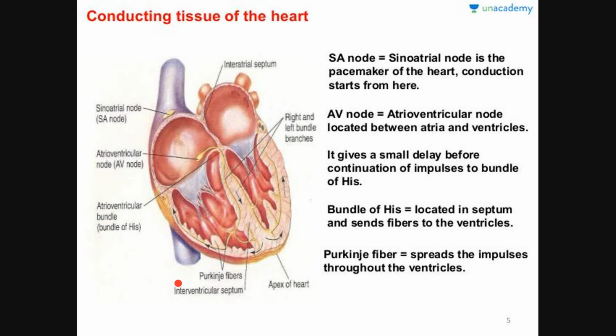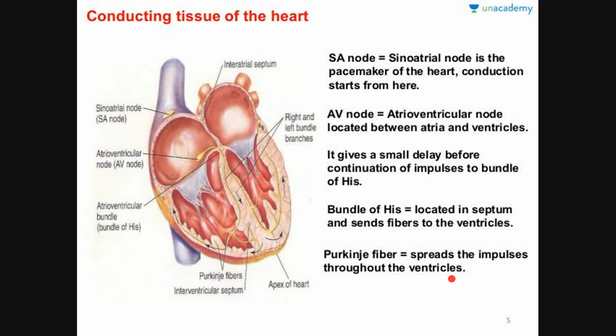So here you can see sinoatrial node is the pacemaker of heart and conduction starts from here. AV node is the atrioventricular node. It is located between the atria and ventricles. Now bundle of His is there, which is located in the septum, and Purkinje fibers are there, which spreads the impulse throughout the ventricles.